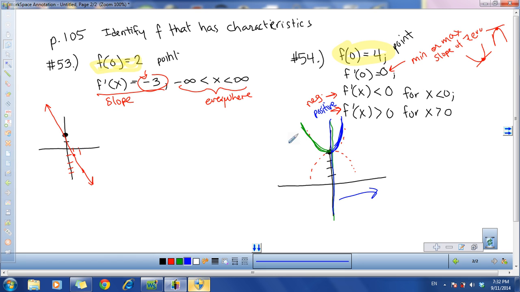So my function f would have looked something like this, where I have a slope of 0 at 0. I have a point at (0, 4). I have a negative slope for all of my x's less than 0. And I have a positive slope for all my x's greater than 0. That would be my answer.